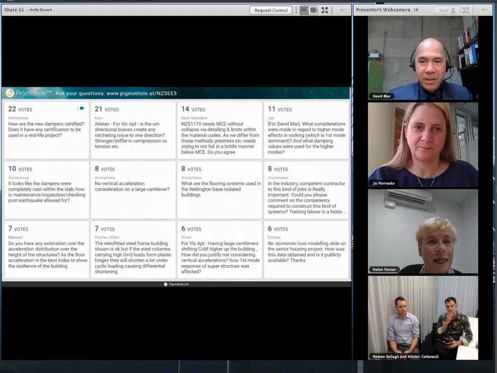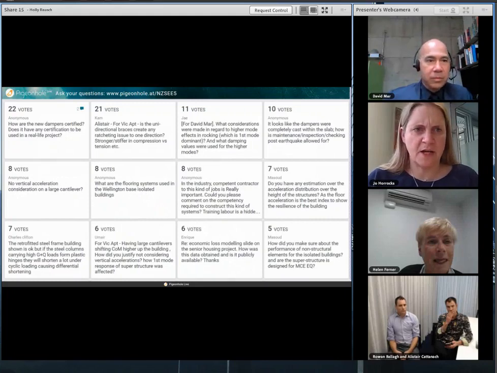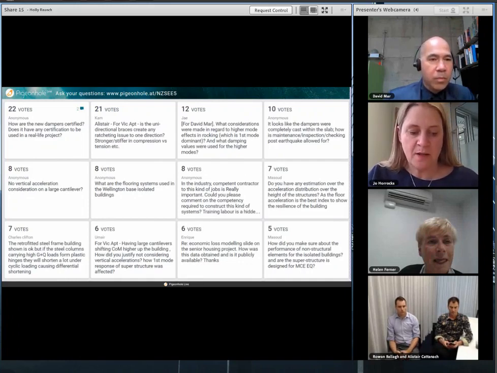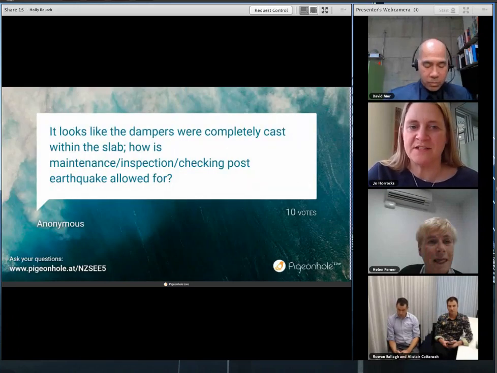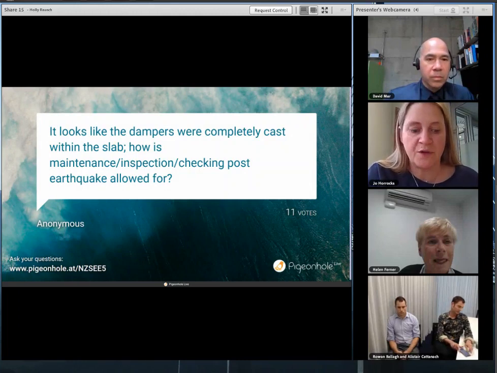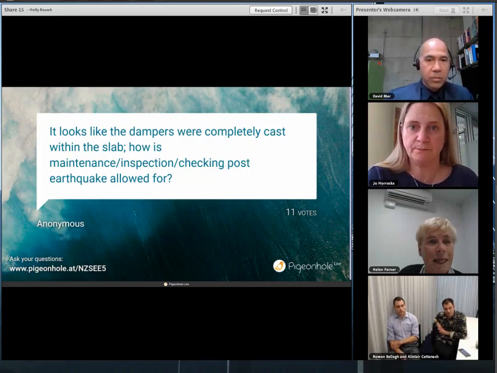Thank you, David. I'm going to pick up a couple of the questions on dampers, and I think we can probably join these together. One of them is that the dampers look like they're completely cast within the slab. So how is maintenance, inspection and checking post-earthquake allowed for? And then one of the higher voted questions was around, what is the certification for dampers, and does it have to be used in a real life project?